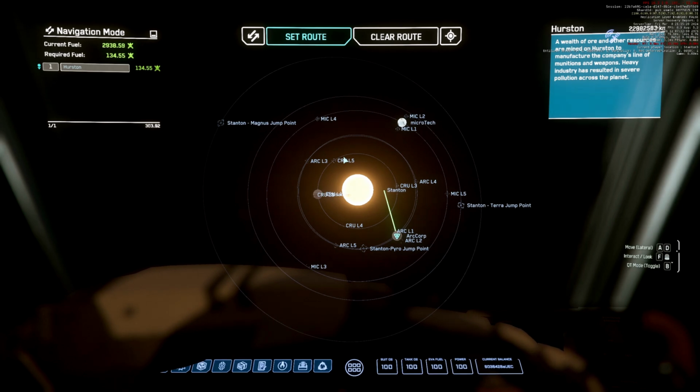So, for example, I'd imagine that most of the time there are more people in the 4 main landing zones of Lorville, Orison, Area 18, and New Babbage than there are in the rest of the entire planets.